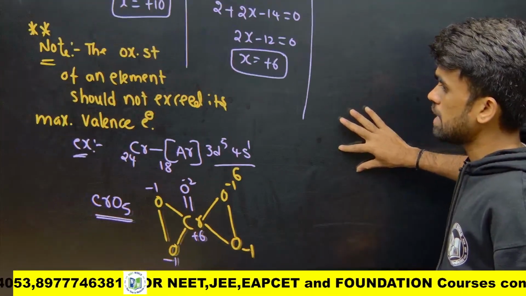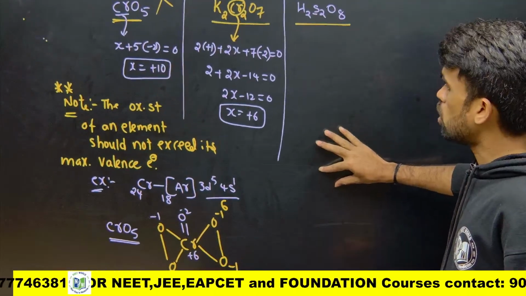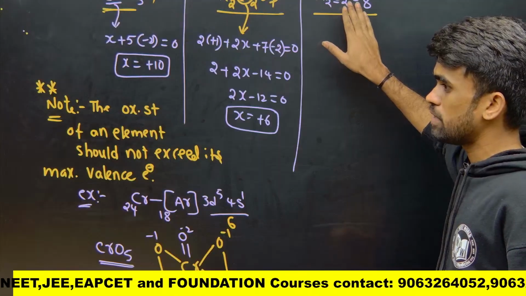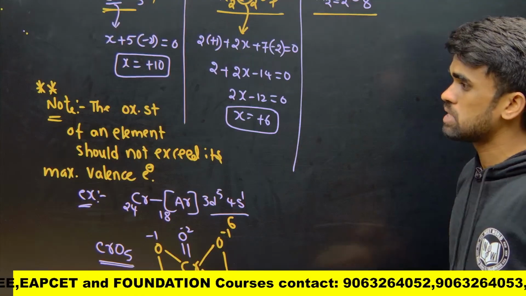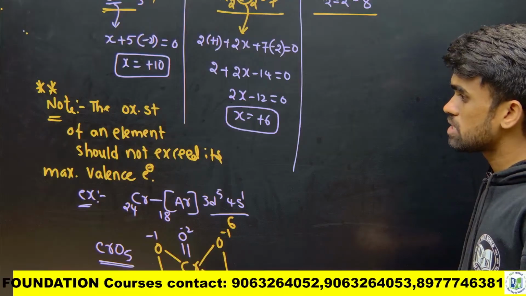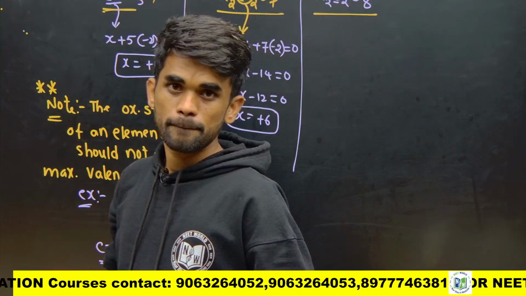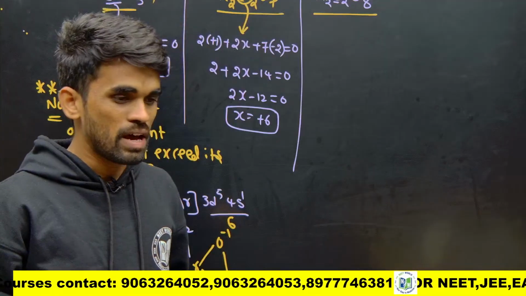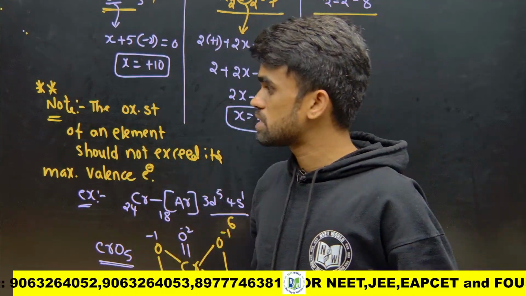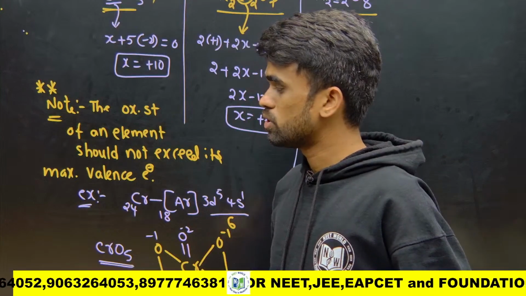Yes, so the next, similar to this, now tell me what is the maximum possible oxidation state for sulfur in H2S2O8. How many valence electrons are there in sulfur? Write the general electronic configuration for the 16th group. Sulfur belongs to the 16th group, so write it according to that.